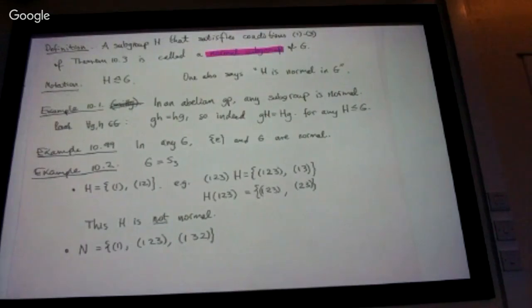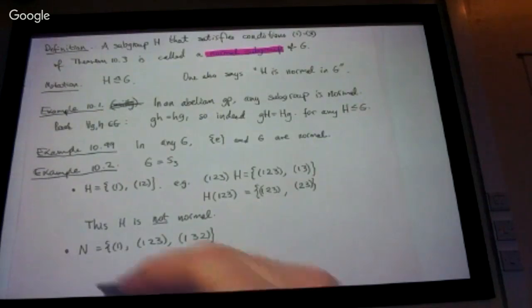Okay, so how many? What's the index? Do you remember the index of a subgroup?